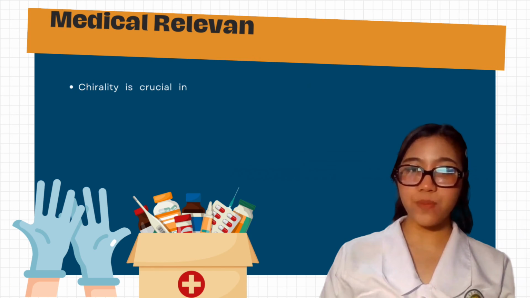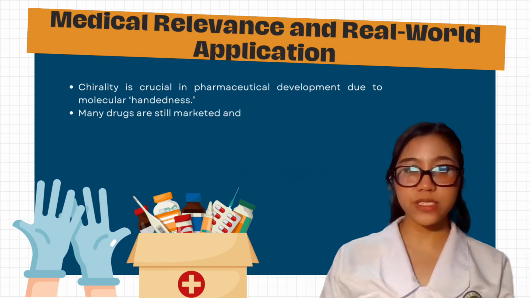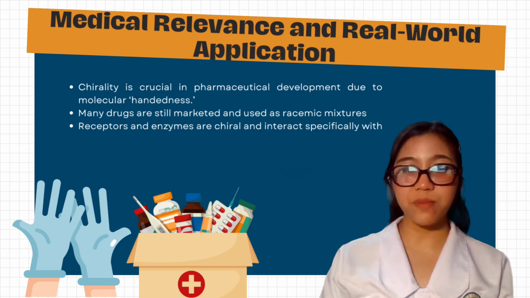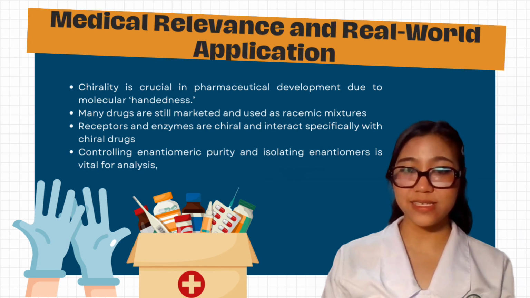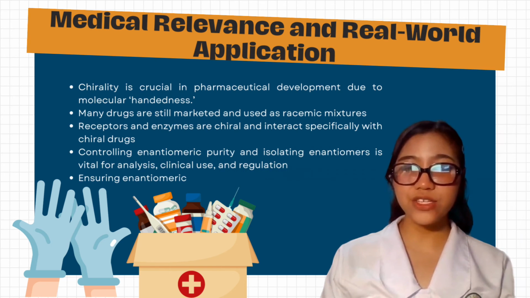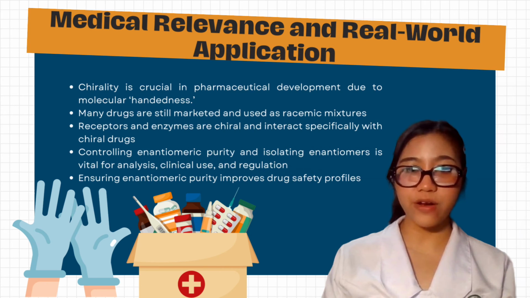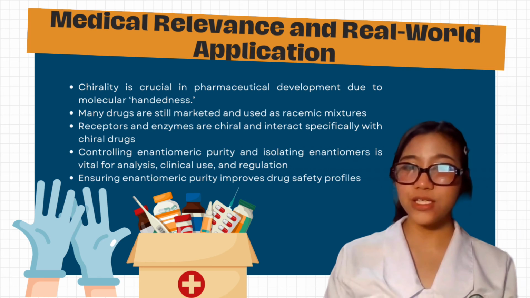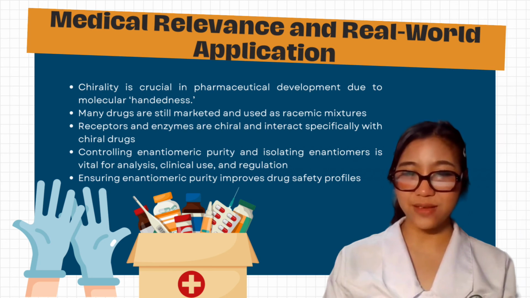Chirality plays a very important role in the development of pharmaceuticals. It's a fundamental property of handedness in molecules. Although many pharmaceuticals are still marketed as racemates, the body's receptors and enzymes are chiral entities themselves, meaning they interact specifically with chiral drugs. Therefore, controlling the enantiomeric purity and isolating specific enantiomers from chiral drugs is crucial for analytical, clinical, and regulatory purposes, ultimately leading to improved drug safety.